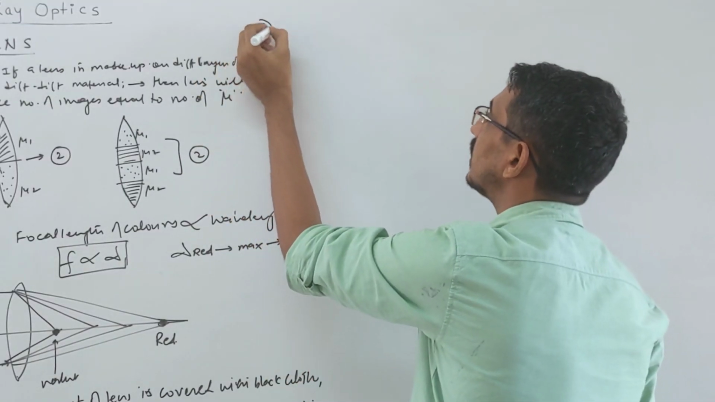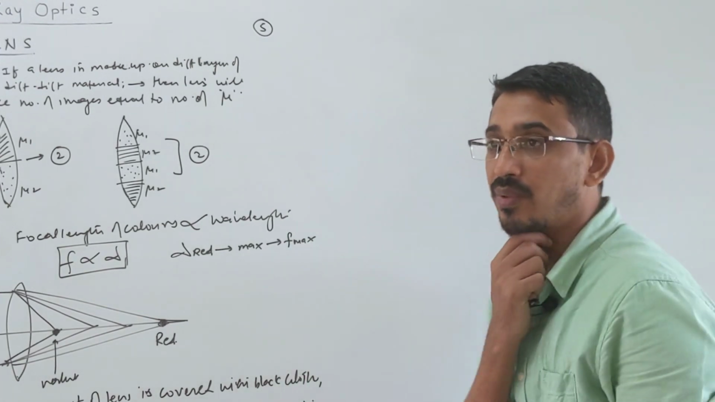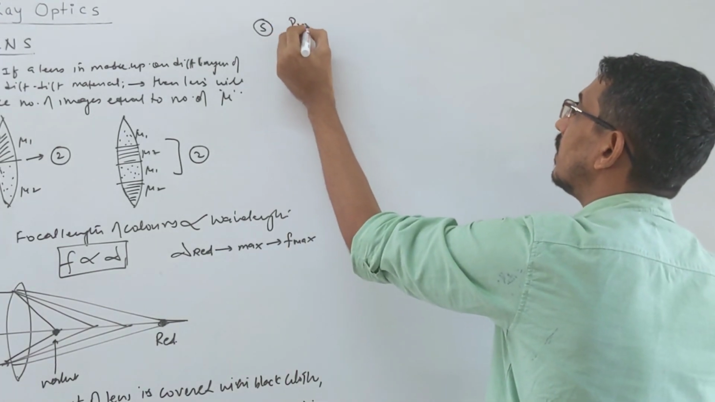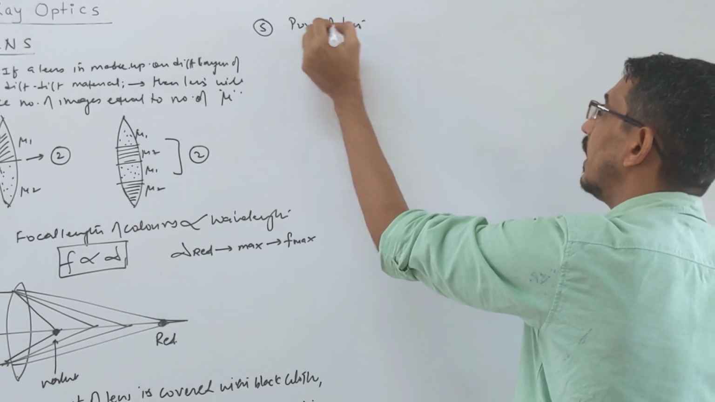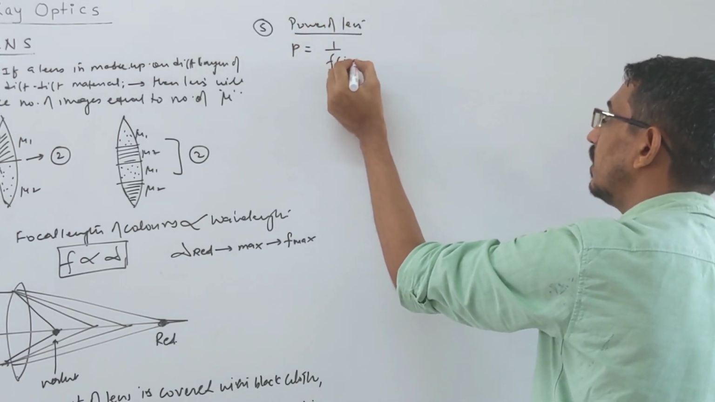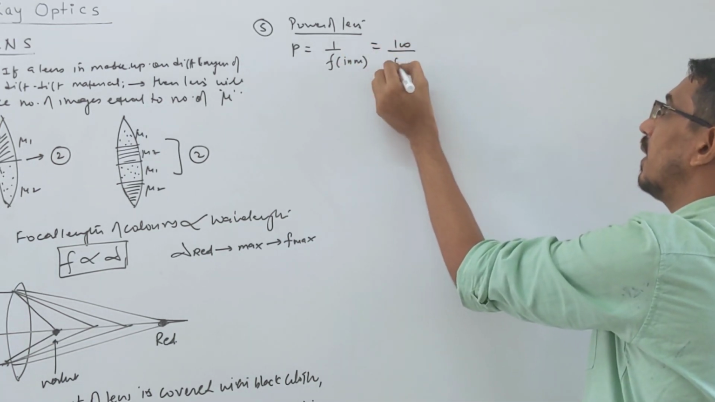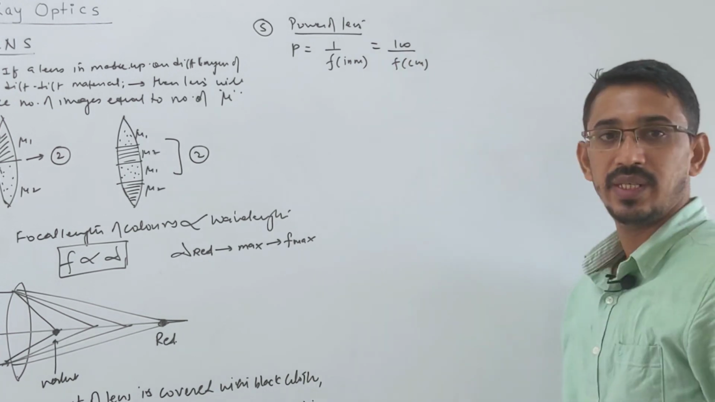Small numericals also ask you, like what is the power of a lens, what is the net focal length. Okay, let's talk about them. Power of a lens, like for a mirror also we said, power is equal to 1 by f. F should be in what? Meters, correct? Or you can write 100 by f, with f in centimeters, your choice.